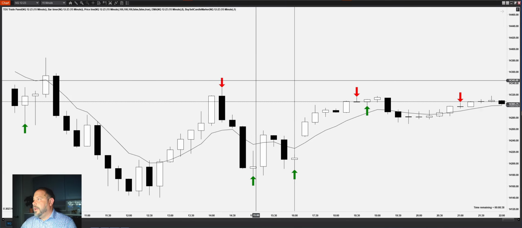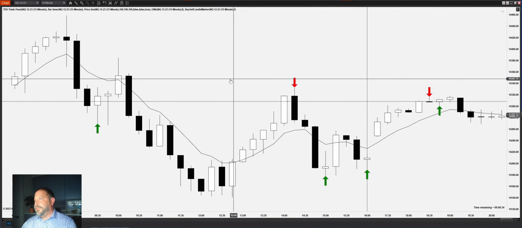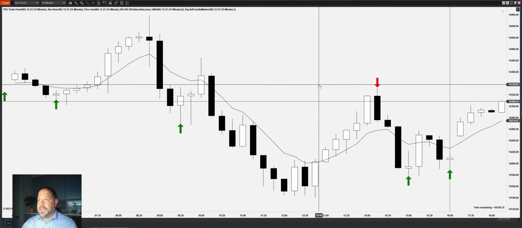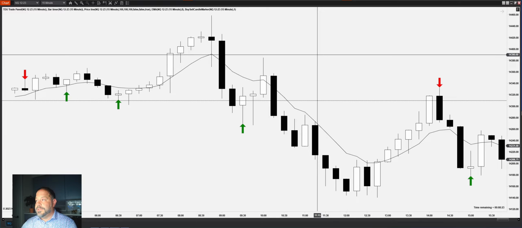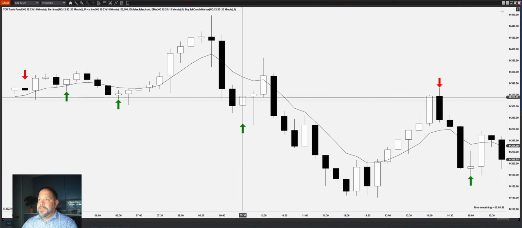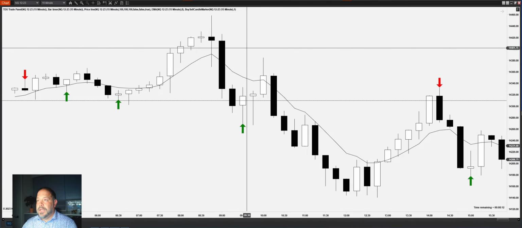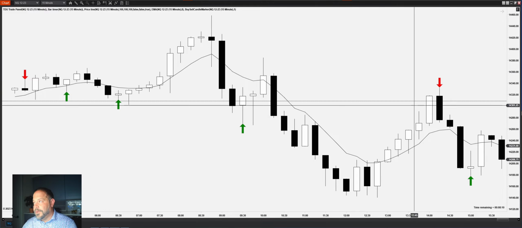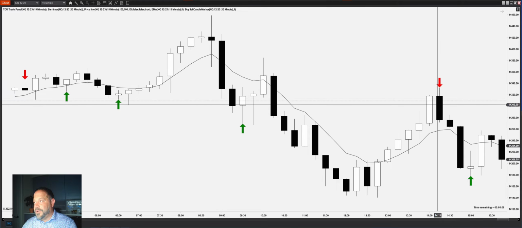All right. So remember that I'm going to start from yesterday, and then we'll work our way back. So remember some of the rules, okay? It has to close above the EMA if we're going for a long. Has to close below the EMA for a short.